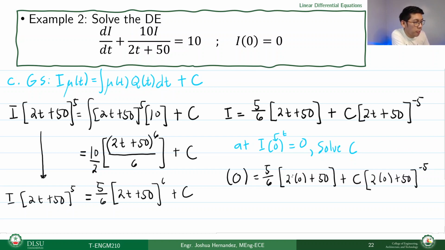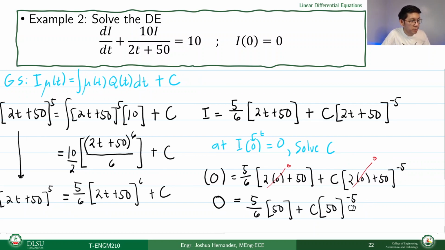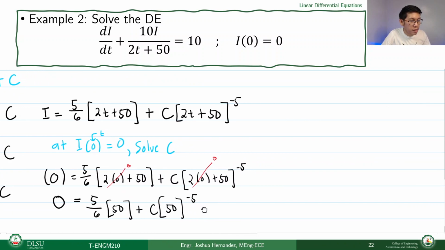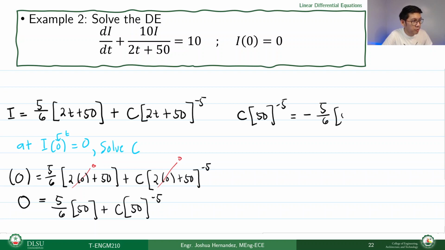This now becomes, of course, this is 0, and this is 0. So I am left with 5 over 6 multiplied by 50 plus c multiplied by 50 raised to negative 5. That is equal to 0. Kasi we're trying to solve for c. Okay. So what is c? You can solve for c. We have c times 50 raised to negative 5 equals negative 5 over 6 times 50.